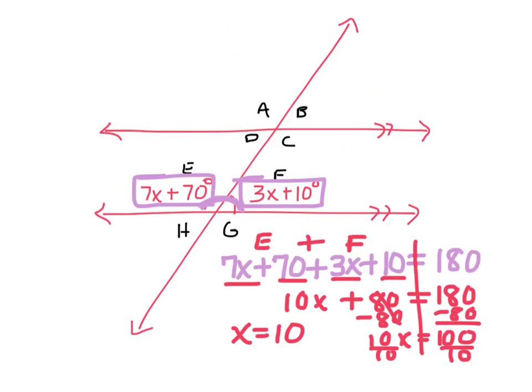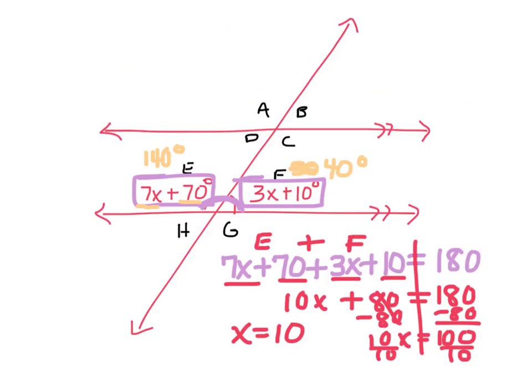So now we're going to see if we can figure out what these angles are. We're going to plug a 10 in right here for the x. So if I do 7 times 10, that would give me 70, plus another 70 is 140. So angle E is 140. Now let's try angle F. If I do 3 times 10, because that's what I got for x, that's 30, plus another 10 is, oops, I mean 40. Sorry about that. Now you can check those out to see if that's correct, because 140 plus 40 makes 180. So I know that's correct.